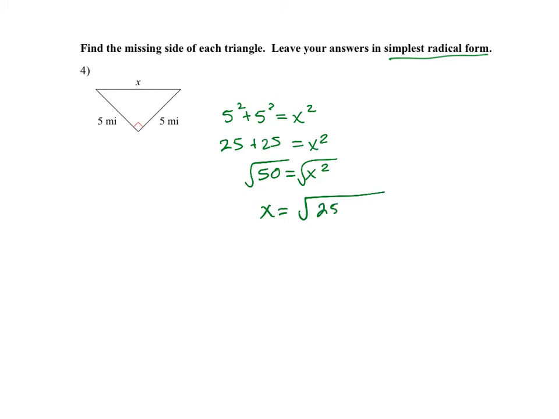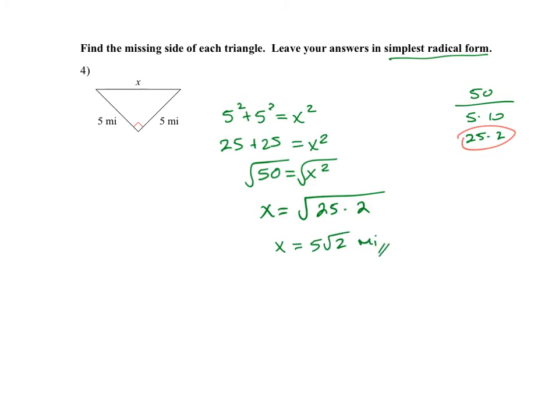I can split it as 25 times 2. Right? I know that 50 is 5 times 10 and 25 times 2. So I'm using the second one because it has a perfect square factor. So now the square root of 25 is 5, so x equals 5 square root 2.